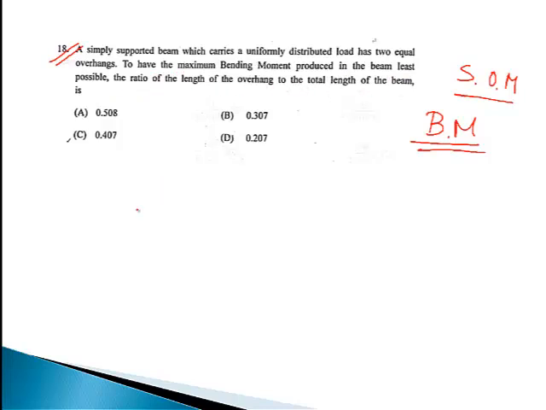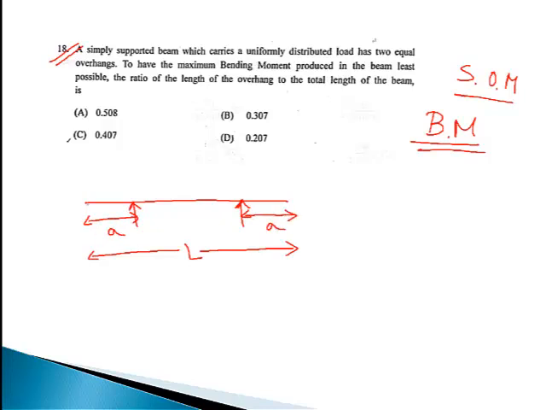Now, you have to understand the question part by part. First of all, a simply supported beam which carries a UDL and has two equal overhangs. So, if this is a beam, this is simply supported. The total length, let us take it L. It has two equal overhangs, so let the overhang be a, and it carries a UDL. Now, to have the maximum bending moment produced in the beam least possible.